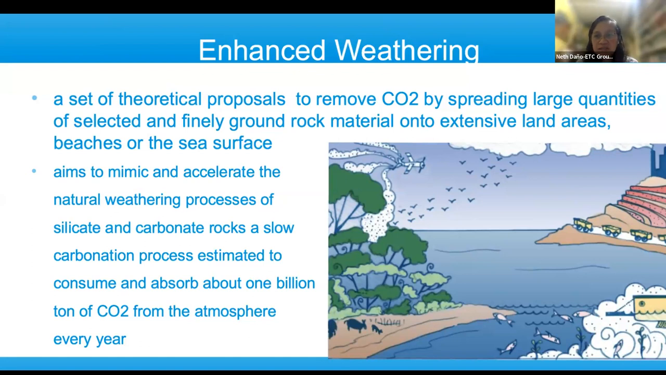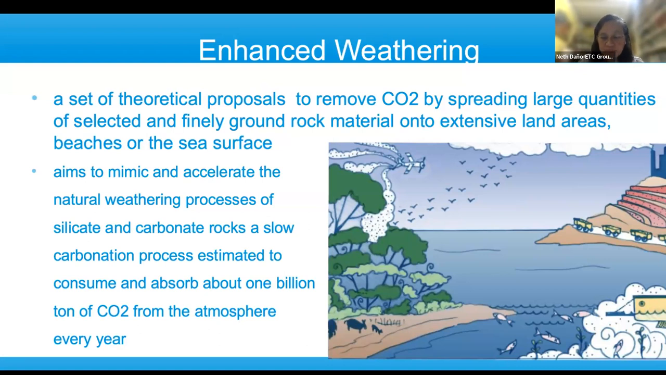In whatever case, whether it's terrestrial or marine, that would involve the dispersal and often crushing and mining of minerals that will be ground and distributed or spread out in extensive areas of land or the seas. And the aim is to mimic and accelerate the natural weathering process of silicate or carbonate rocks, which is a slow carbonation process that is estimated to consume and absorb about 1 billion tons of carbon from the atmosphere every year.